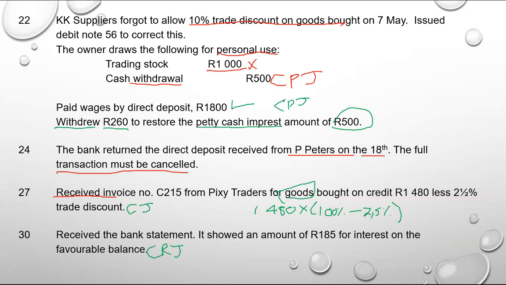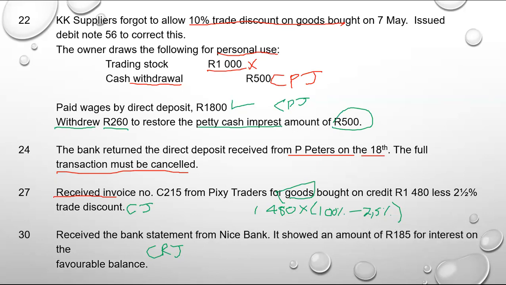Why is it not reflecting here? I corrected it, but it's not reflecting here. Okay. So it's Nice Bank. We received a bank statement from Nice Bank. Okay. So now I'm giving you the name of the bank. All right. That's it.